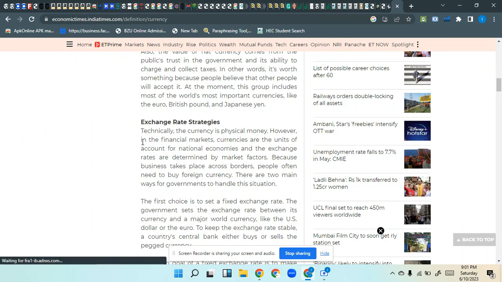Exchange rate strategy. Technically, currency is physical money. However, in the financial markets, currencies are the unit of account for national economies and the exchange rates are determined by market factors. Because business takes place across borders, people often need to buy a foreign currency. There are two main ways for governments to handle this situation.